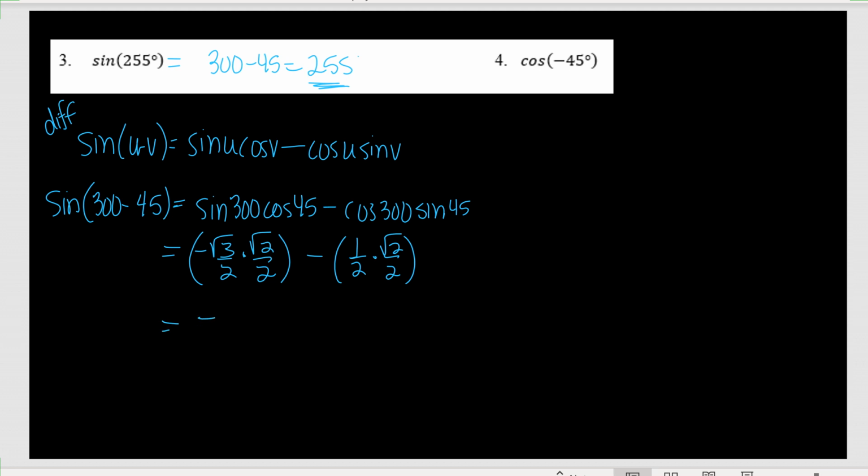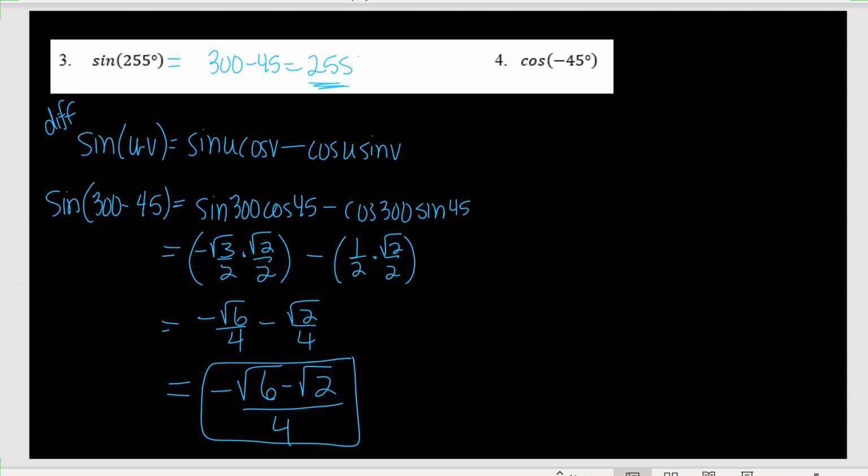So this simplifies to give me a negative square root 6 over 4 for the first term's product, minus square root of 2 over 4 for the second term's product. And that simplifies to give me negative square root 6 minus the square root of 2 all over 4.